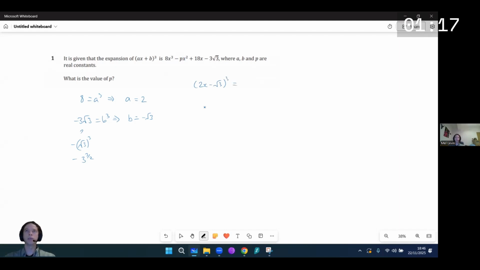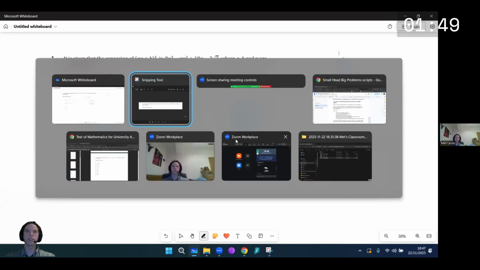which is going to be, by our binomial expansion, right? We got our little Pascal's triangle here. Binomial expansion is going to be 3 times 2x squared times negative root 3. So that's 3 times 4 times negative root 3, so minus 12 root 3 x squared. So p is just 12 root 3.